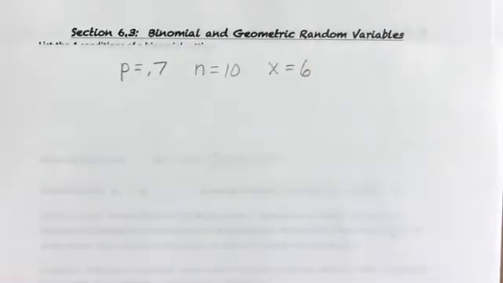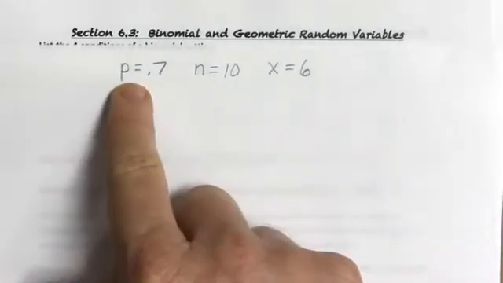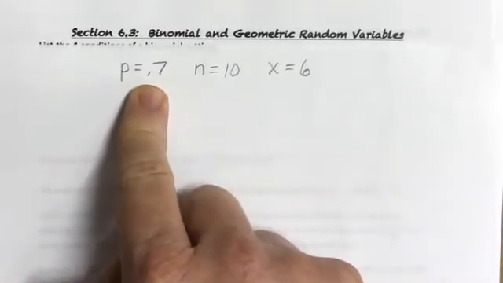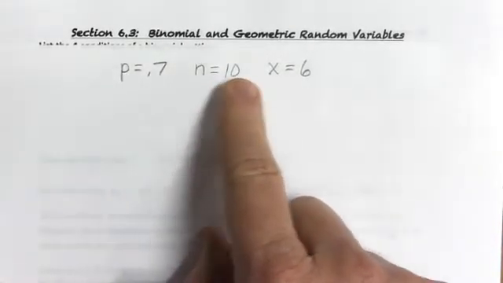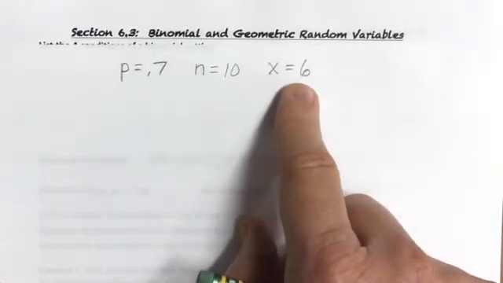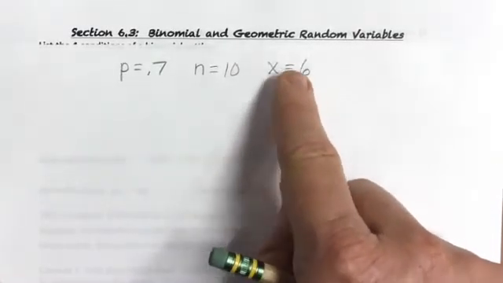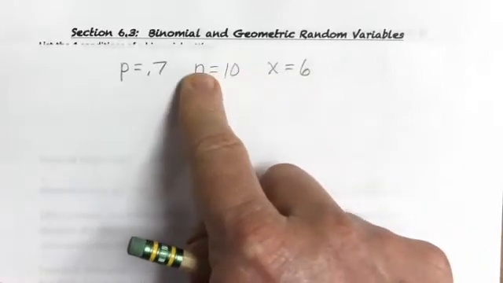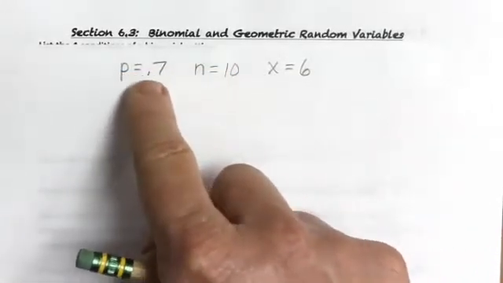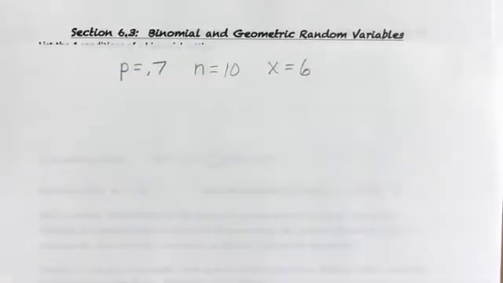Or, in a big truckload of potatoes, 70% of the potatoes are rotten. So if you randomly select 10 of them, what's the probability that exactly 6 are rotten? So you're looking for the probability of a certain number of successes in a certain number of trials, given P. And so when you're given these 3 things, that is in essence a binomial situation.